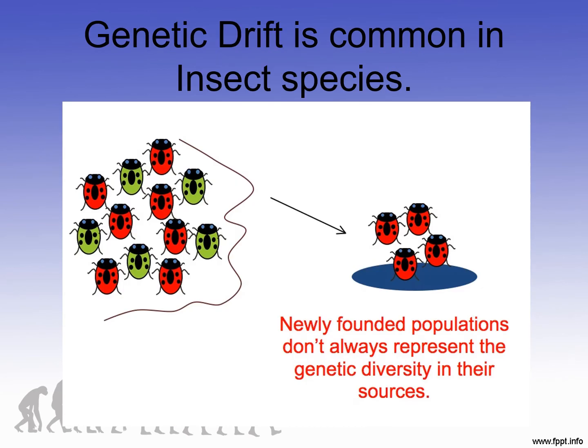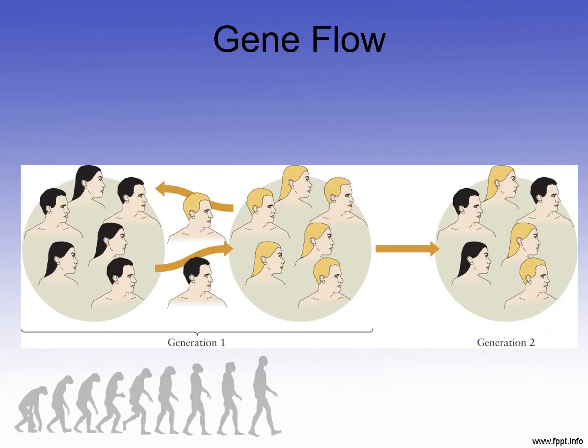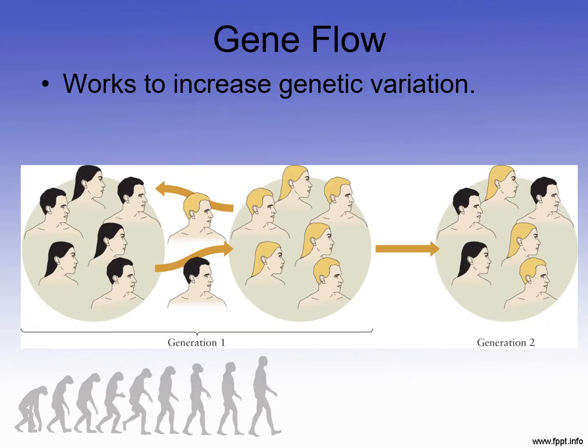Genetic drift is common in insect species, right? Newly founded populations do not always represent the genetic diversity of their sources. Another evolutionary force, gene flow, always works to increase genetic variation within a population.